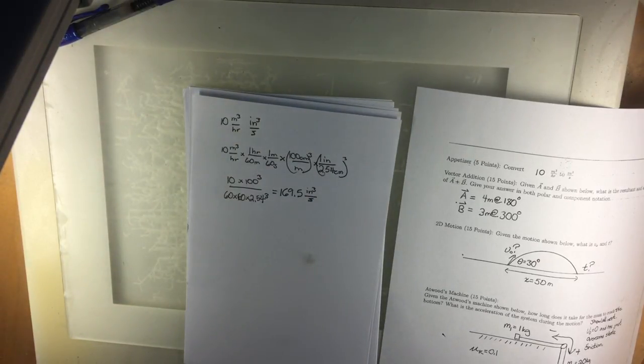Now I would accept 170, I would accept 169.51. I don't find it necessary that you use scientific notation in this. If it's on the order of hundreds or even thousands, I think you could get away with just writing it out. Actually, I know you could get away with just writing it out.